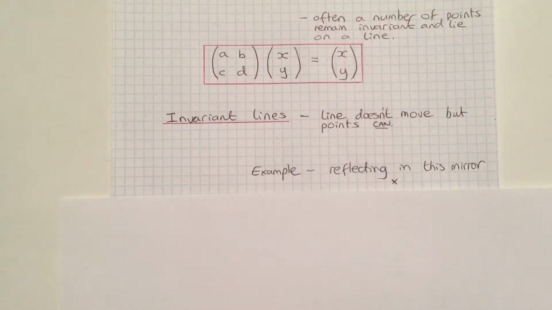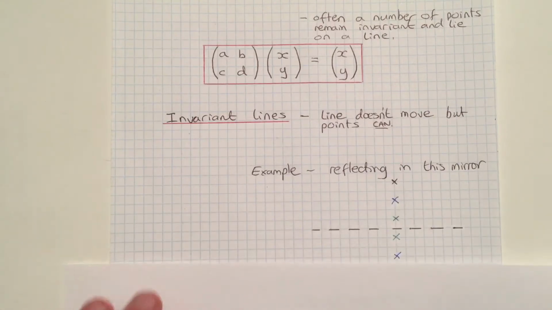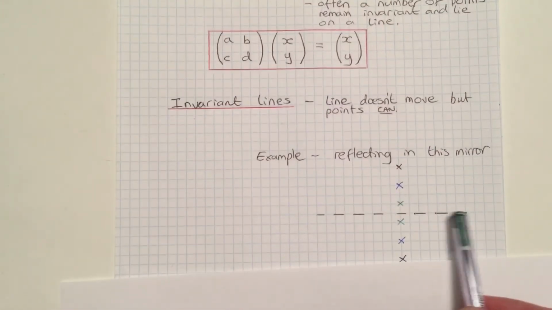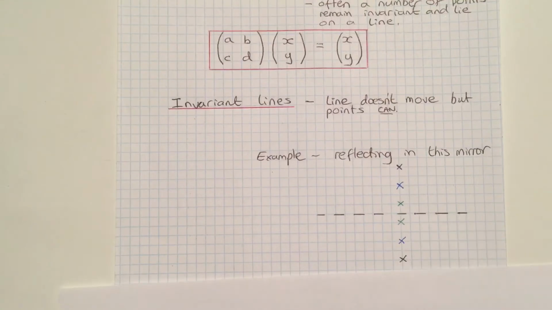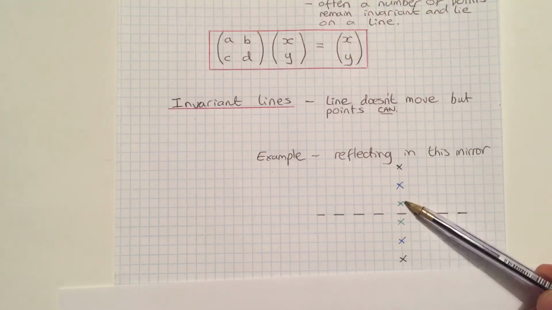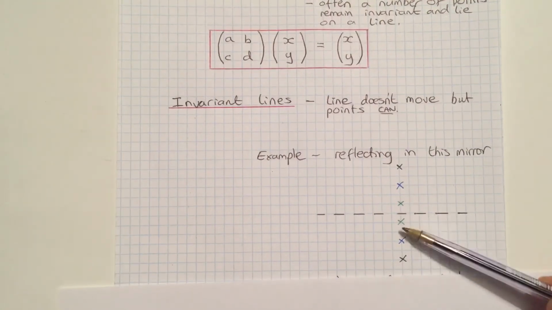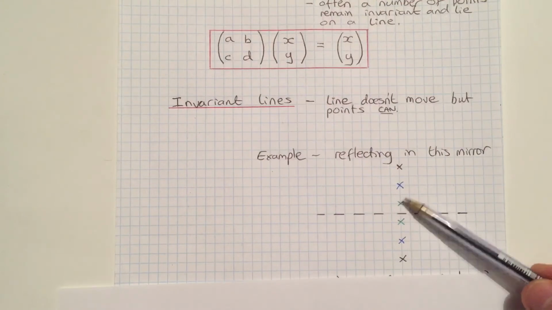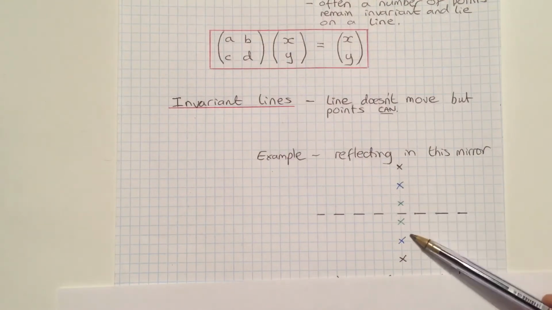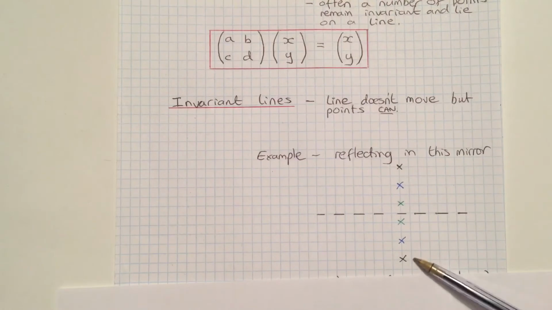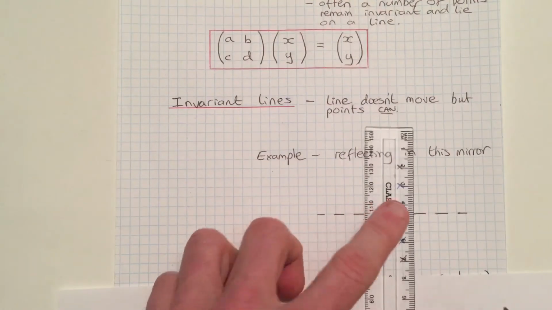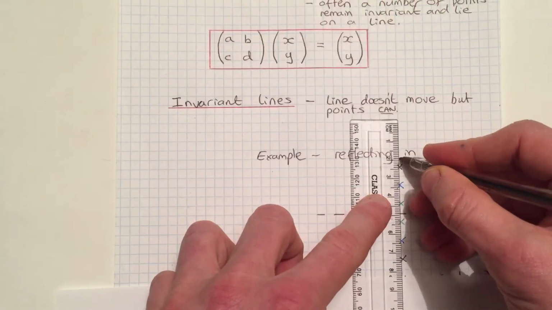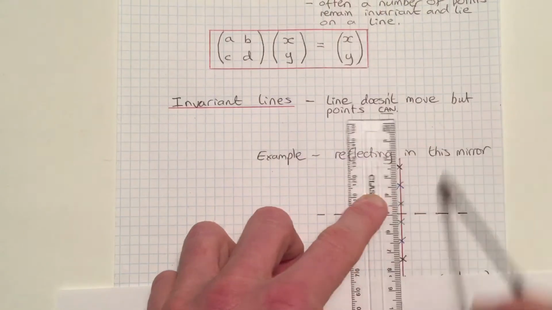So to give an example of that, if I were to reflect in this mirror line here, we can see that the green coordinate here has been mapped to the green coordinate here. It's reflected to there. The blue has been reflected to the blue. The black has been reflected to the black. And so what we've got here is a whole series of points on this line that have been reflected.